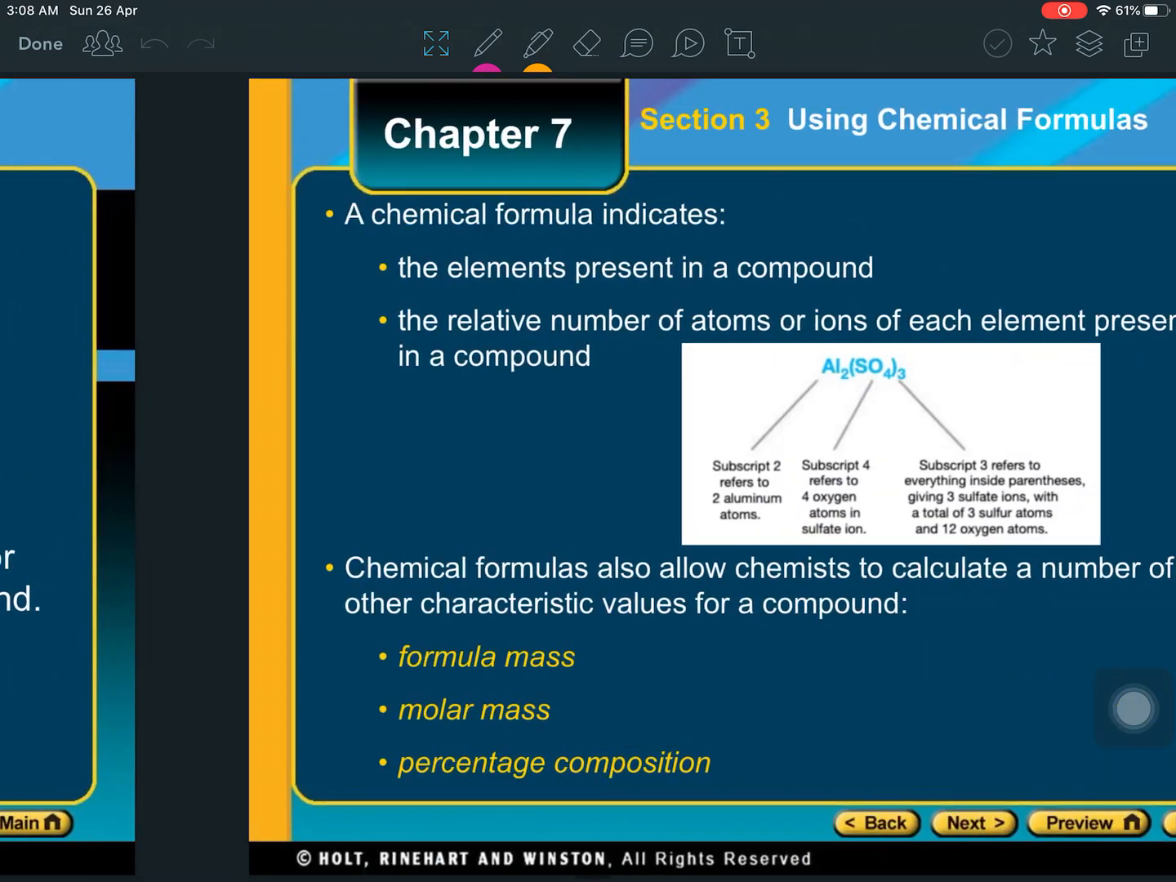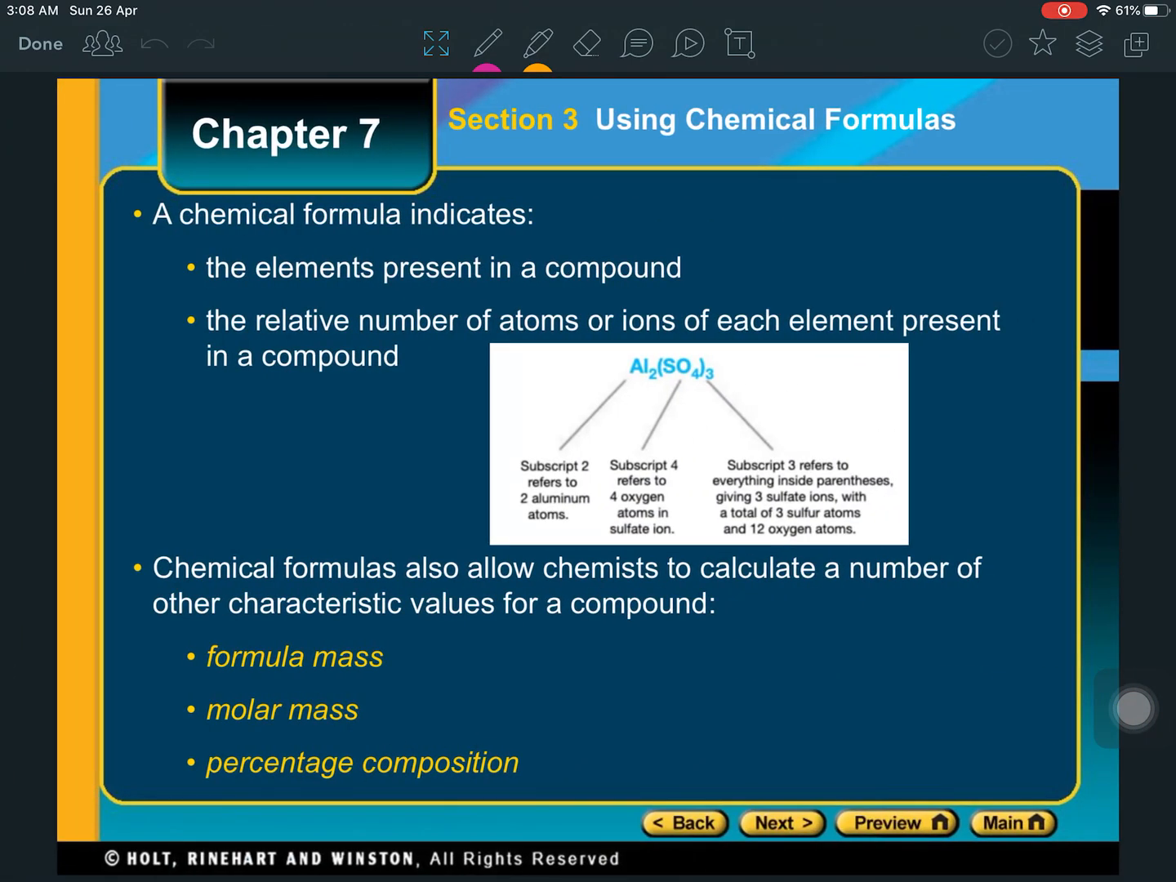All right, so for today, what we're going to be doing is learning how to calculate molecular mass or molar mass of a compound or of a molecule, okay? So you know that the formula of a compound tells you a lot about that specific compound. It'll tell you the number of each element, and it'll also tell you what elements are found in your compound. So for example, this compound contains 2 atoms of aluminum, 3 atoms of sulfur, and 12 atoms of oxygen.